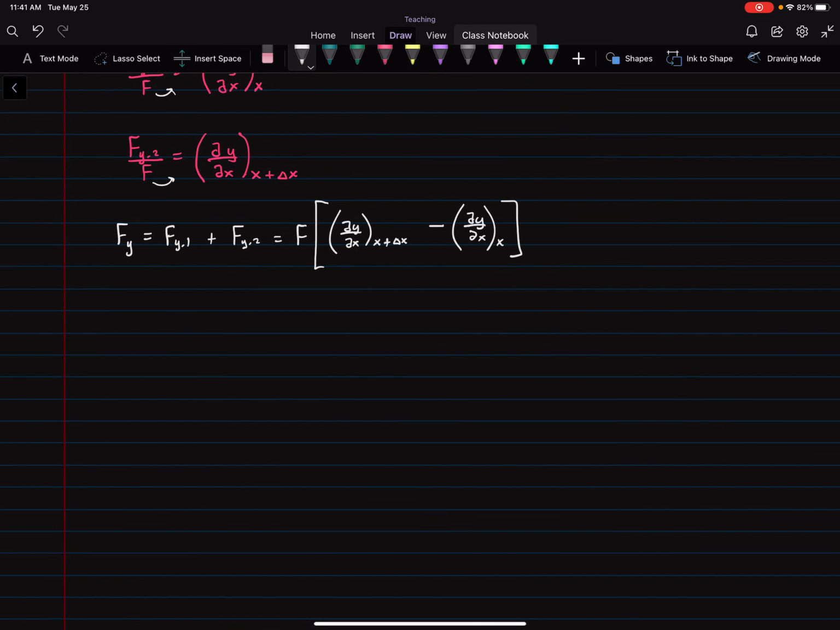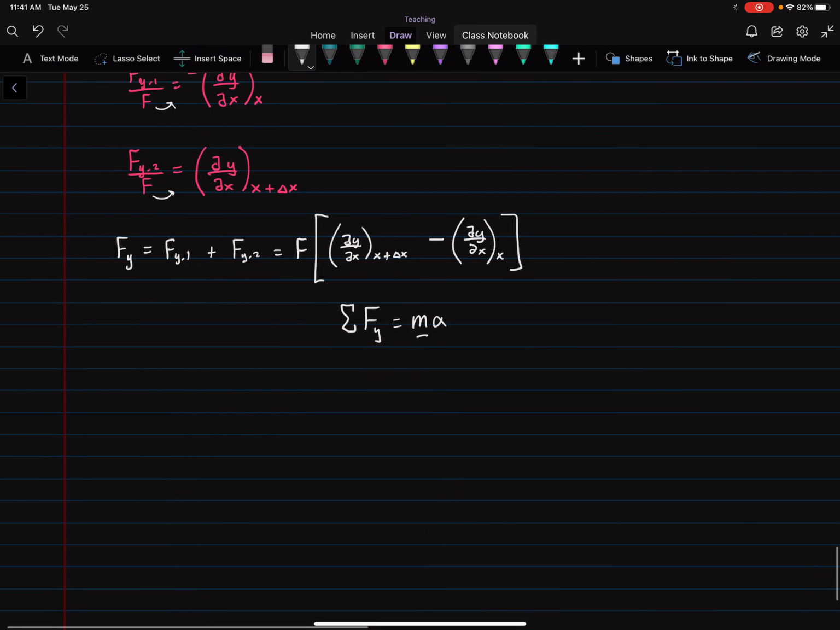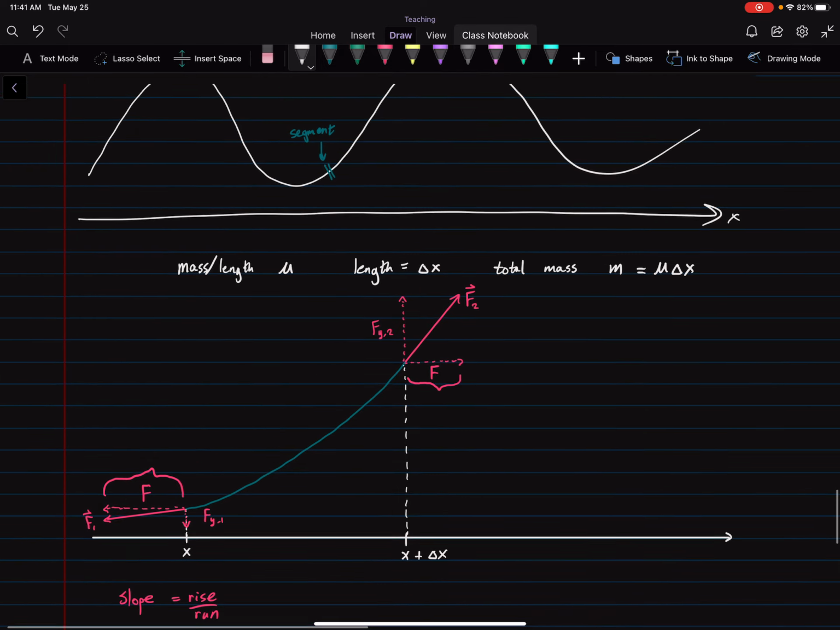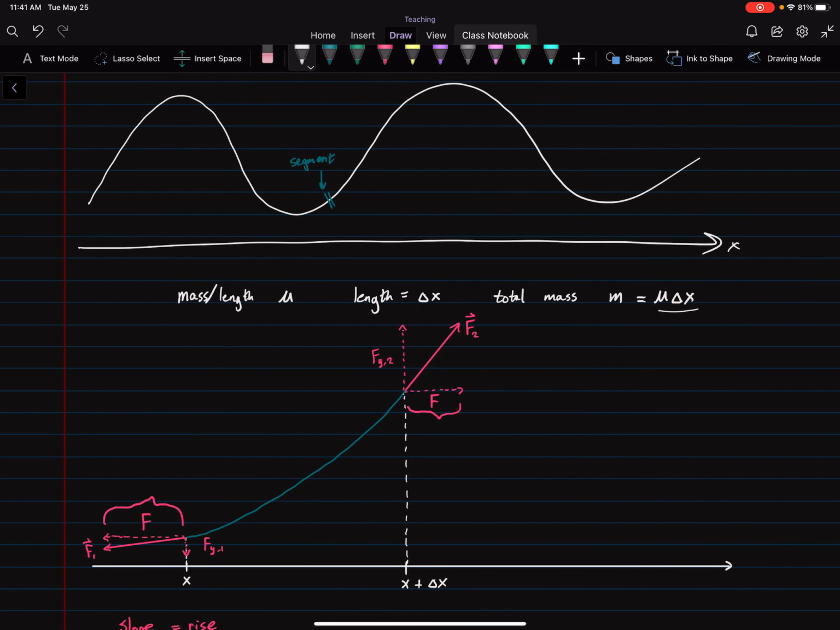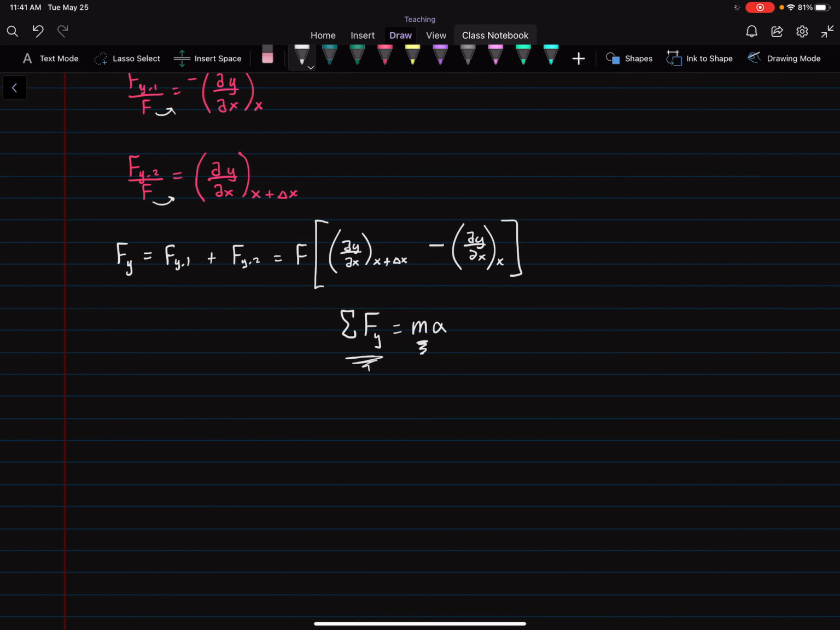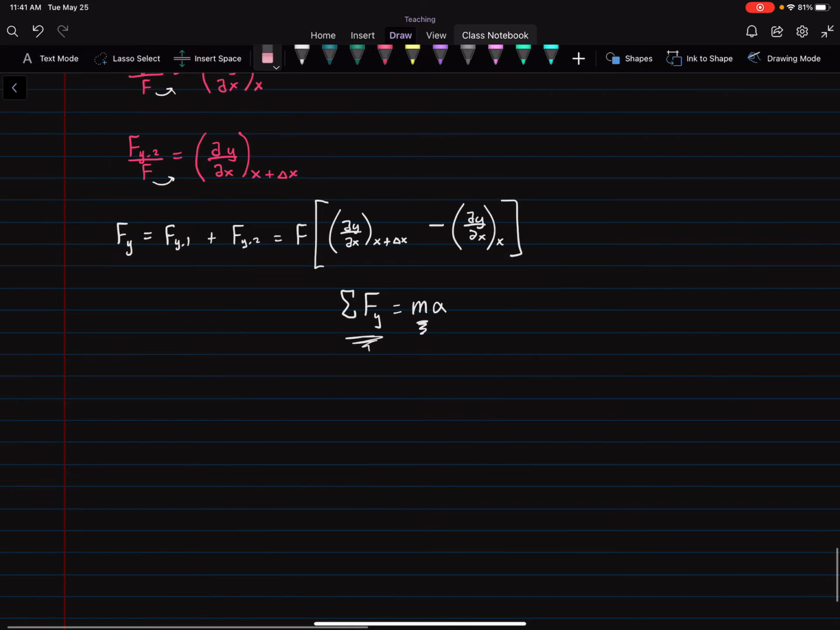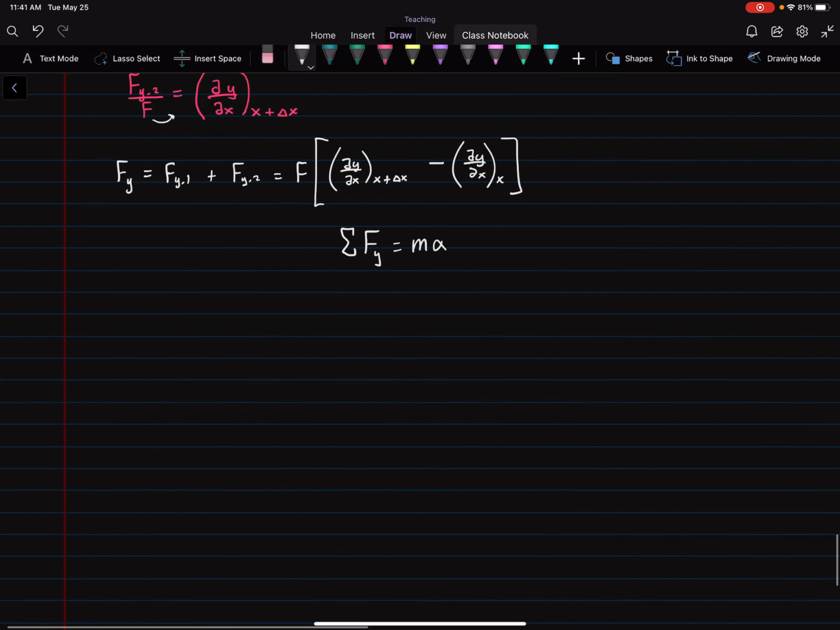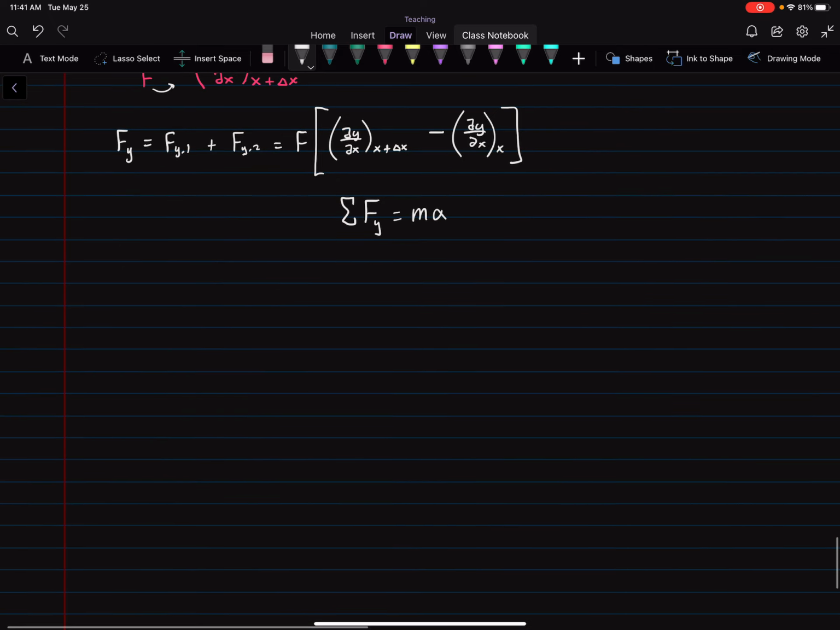Okay, so here's the next step. Now we have an expression for net force in the y, right? My hand almost wants to just continue this expression. So net force is equal to Newton's second law, ma, right? We have m that we wrote down earlier. This total mass is equal to mu times delta x, and we just found an expression for the total y force. So let's finish it out, and we can solve for the acceleration.